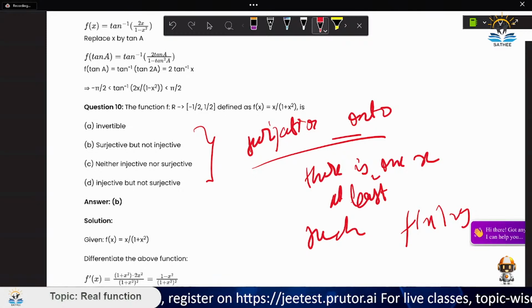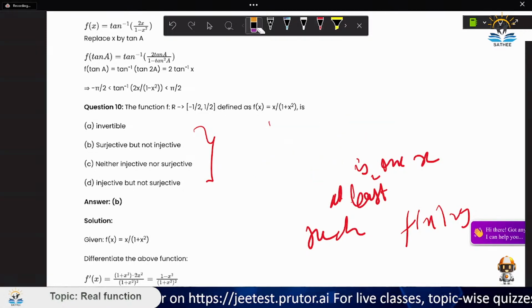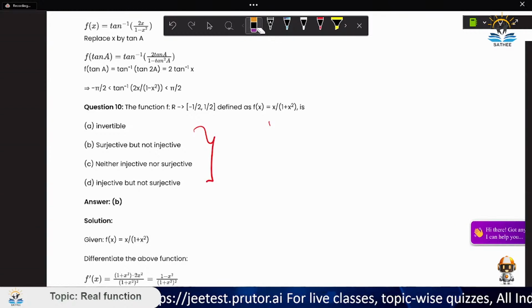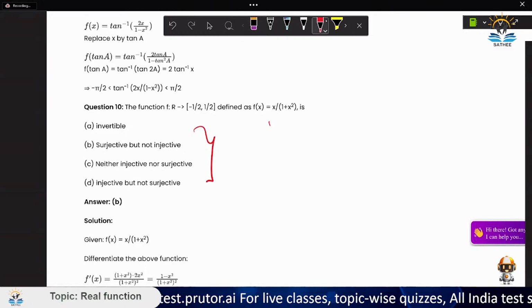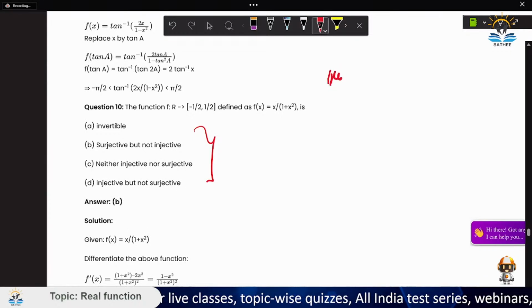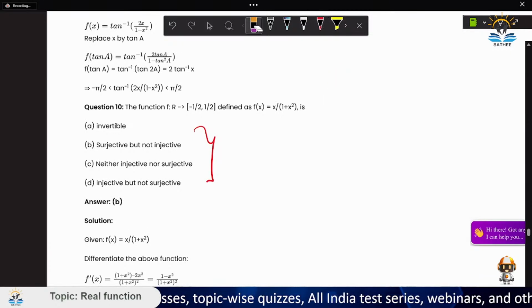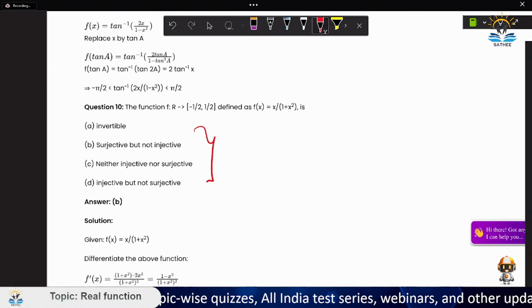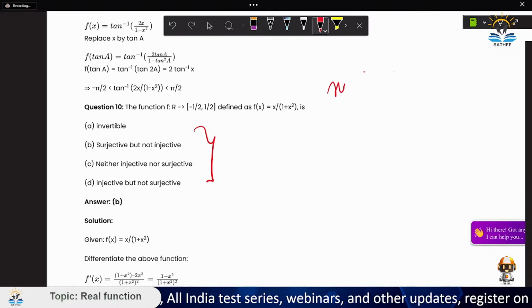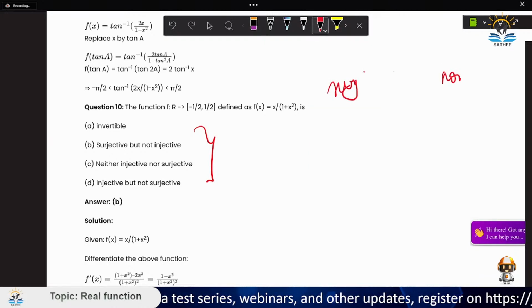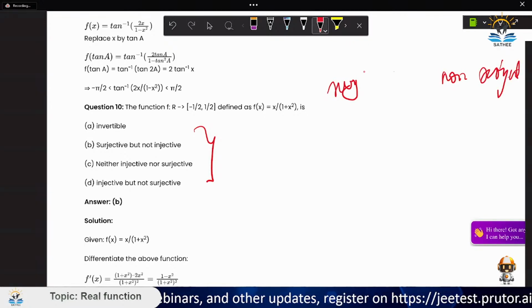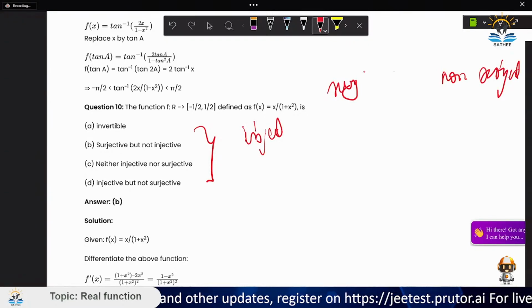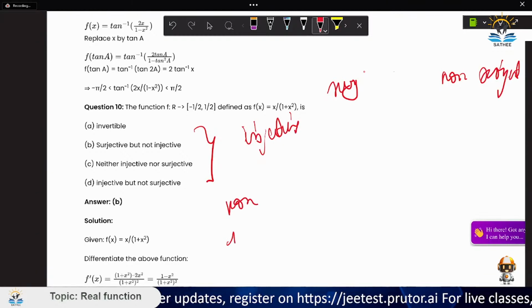Okay, so surjective, I think you guys understand. Let me draw a graph of it if possible, and I'll depict what. There's a very simple depiction that I just discovered. So let's see. Okay, so let this be surjective. This be non-surjective. This be injective. This be non-injective.